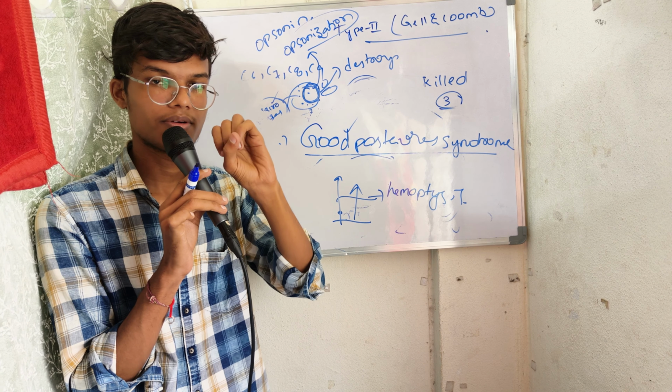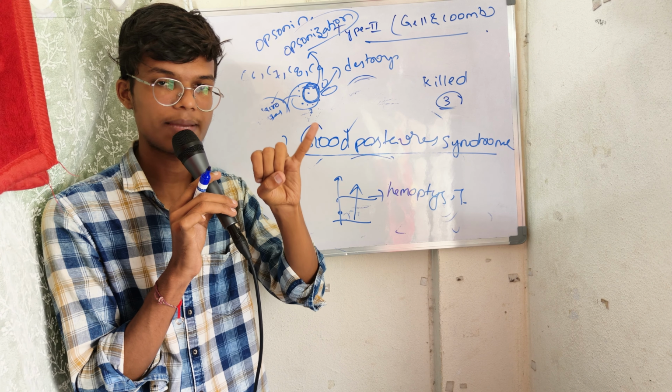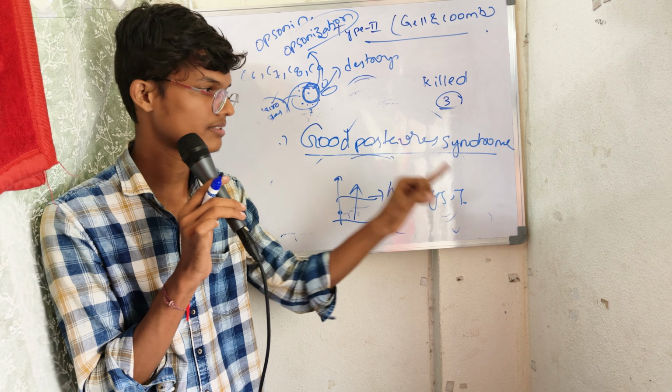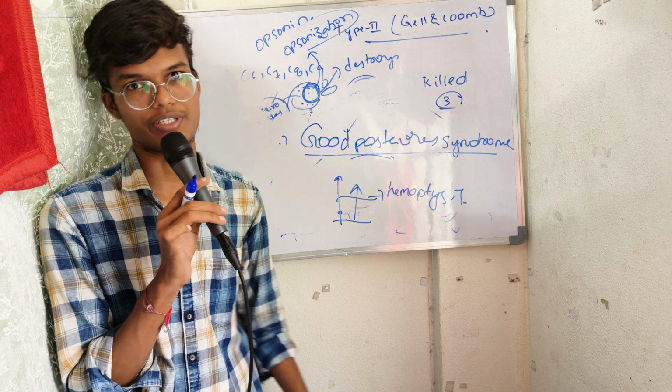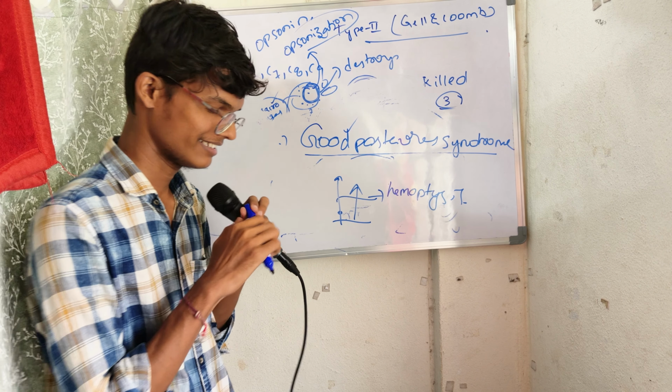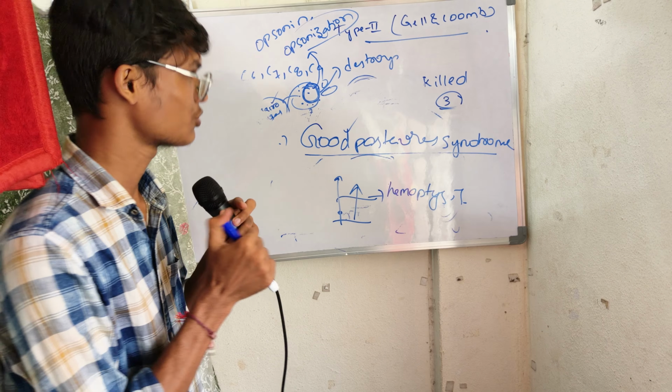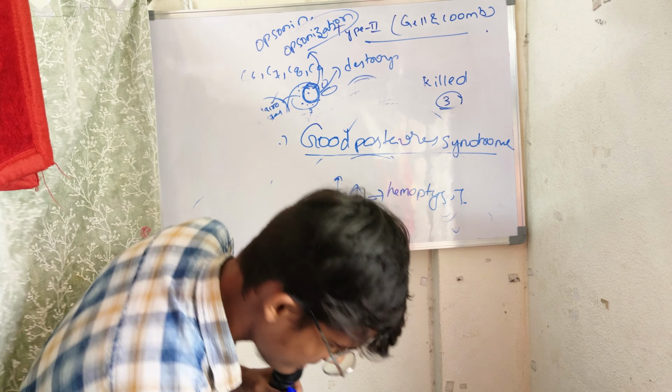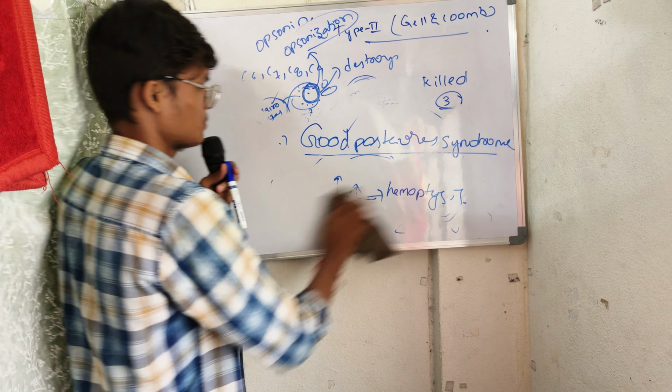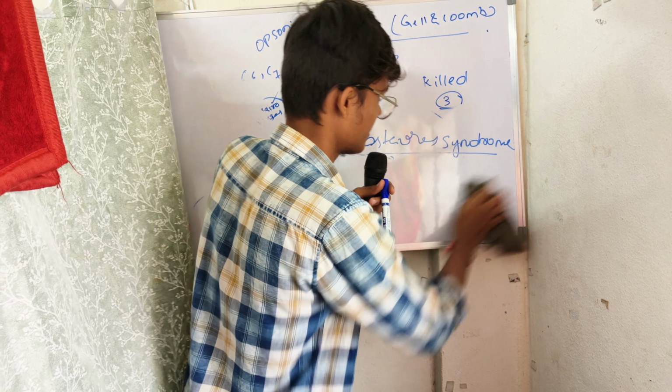The classical triad is hematuria, hematemesis or hemoptysis, and proteinuria. Okay, this is the classical syndrome of type 2 hypersensitivity. So we nailed everything out.